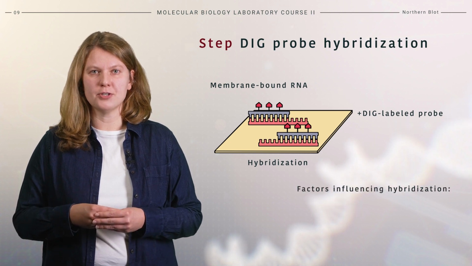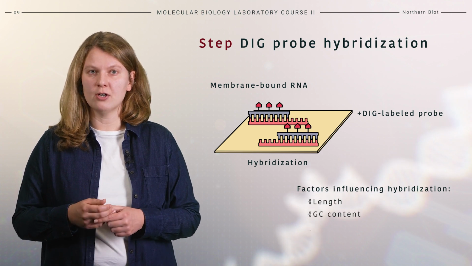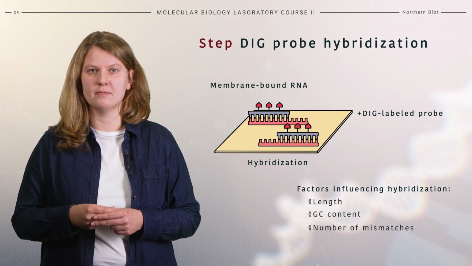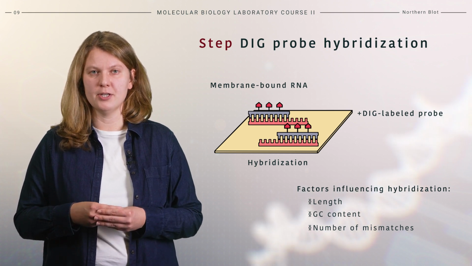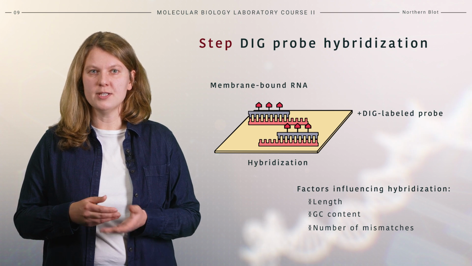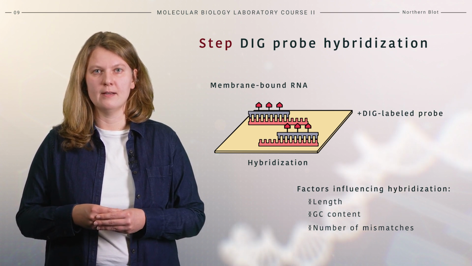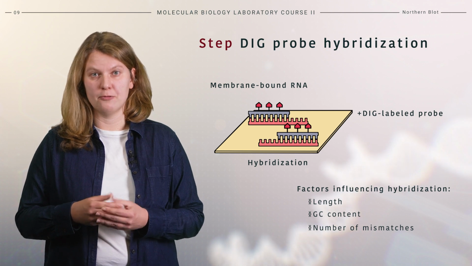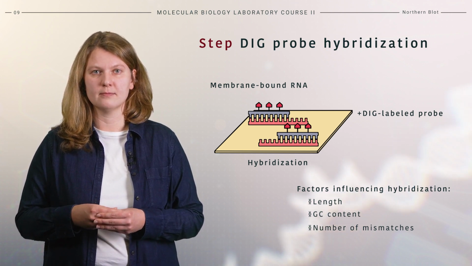Factors that influence the efficiency and specificity of hybridization are length, GC content, and number of mismatches. For example, longer hybrids have higher total binding energy and stability. GC-rich hybrids are more stable than AT-rich hybrids. The total binding energy of mismatched hybrids is reduced, making them less stable.